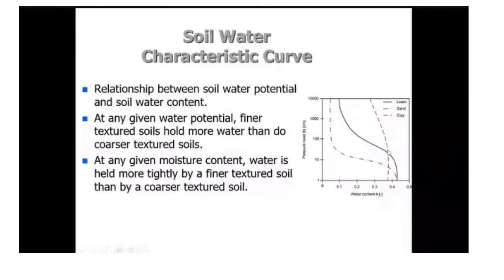If you look, for example, at a fine soil texture, here on the x-axis you have the moisture content, and on the y-axis you have the pressure. You can see that clay, for example, holds more water than the sandy or the loam soil, because it stores more water in the soil. If you go to a coarser texture, you would find that it holds less. So at a given moisture content, the water is held more tightly in the finer soil texture than in the coarser texture.